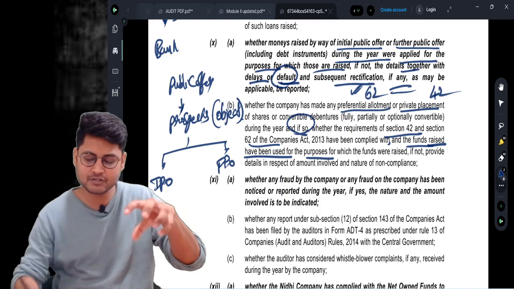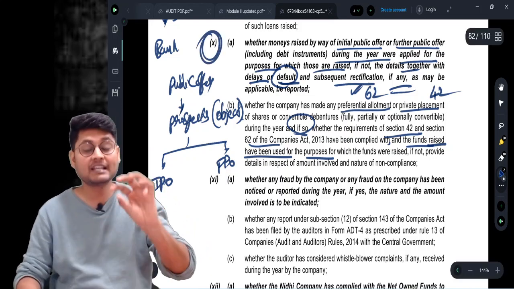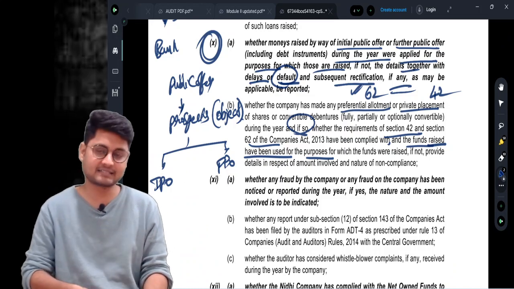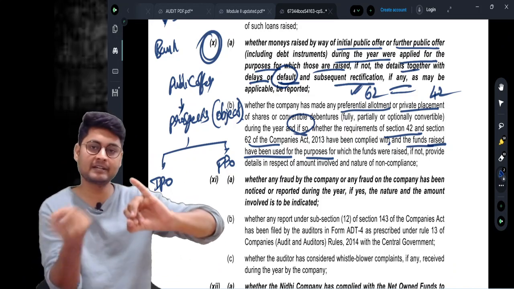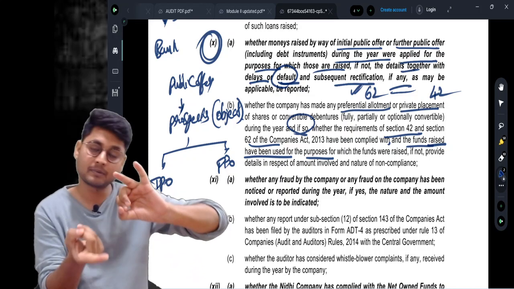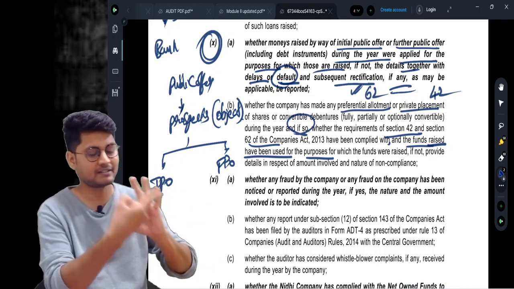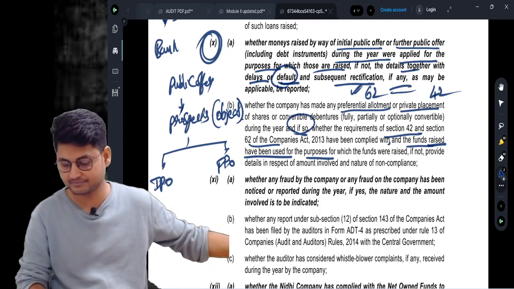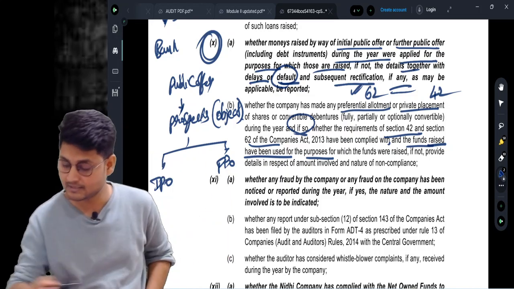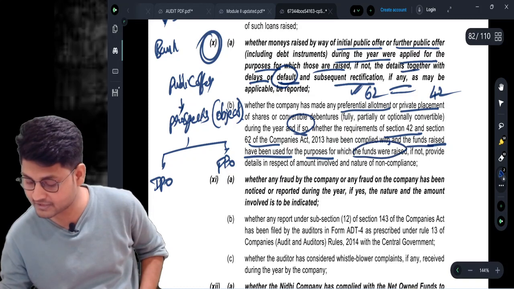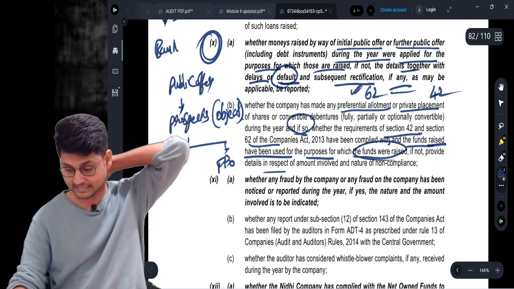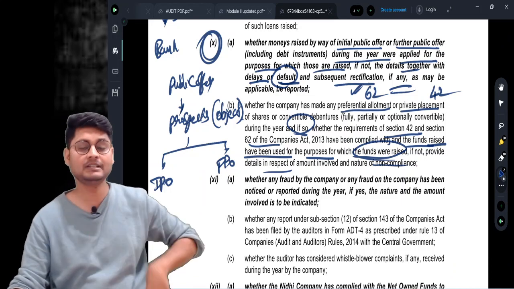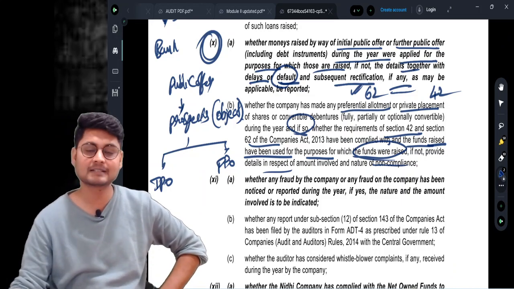So the main intention of clause number 10 is utilization of funds. Whatever funds the company gets by way of public offer, preferential allotment, or private placement, the intention is to use that money for the intended purpose. If it is not, go and report. If not, provide the details thereof, and the nature of the non-compliance shall also be reported. This is subclause number B.